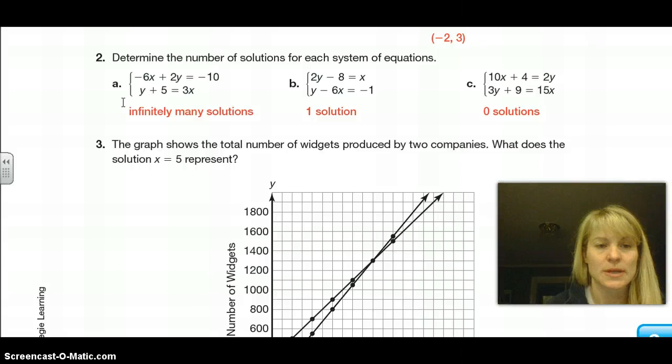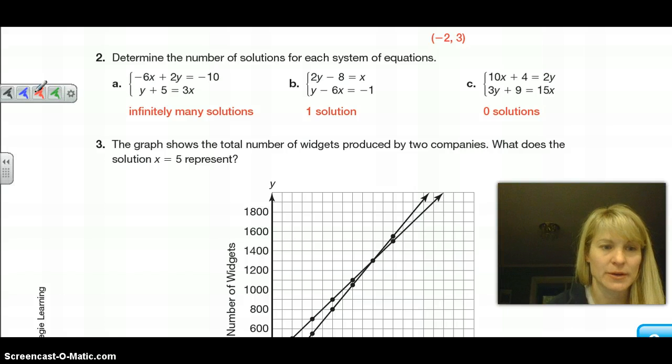Number 2 asks you to determine the number of intersections, okay? So for this one, again, you could do matrices and move the 3 and the 5 over, or we could put it in slope-intercept form, which I like doing better on these ones. So if we subtract 5 here, we get 3x minus 5, and that's 0. This one, I'm going to add the 6x over here. And so that crosses off, and then you divide by 2 to get rid of the 2.